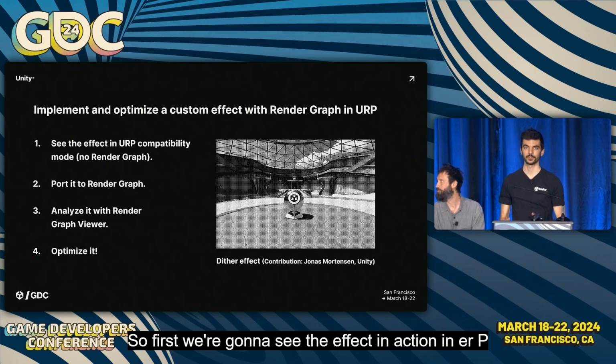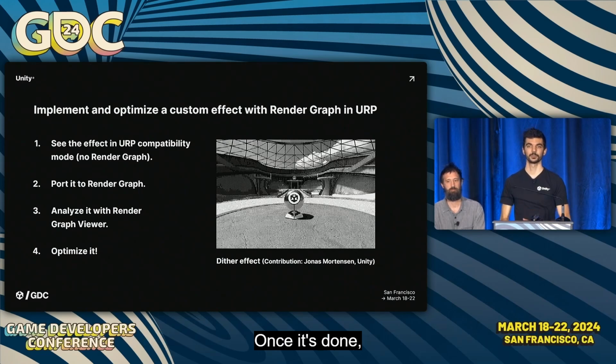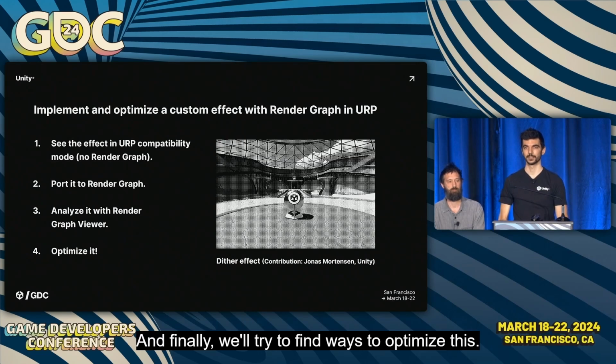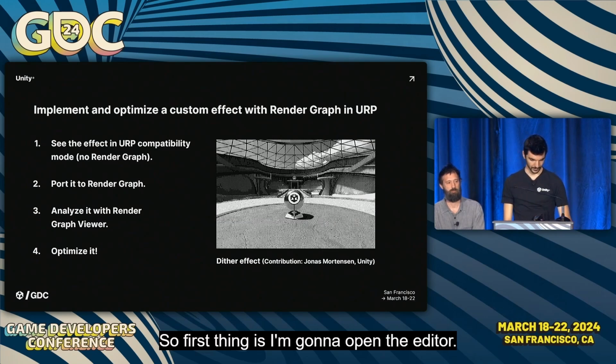So first, we're going to see the effect in action in URP without Render Graph enabled. Then we're going to port this effect into Render Graph. Once it's done, we can analyze its implementation using the Render Graph viewer in the editor. And finally, we'll try to find ways to optimize this. Let's get started. So first thing is I'm going to open the editor.